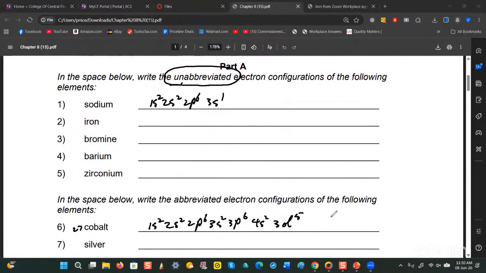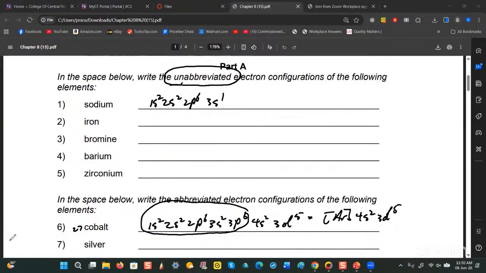So the next thing we have to do is ask ourselves, what is the group 8 element that comes before cobalt? And that would be argon. So therefore, argon would represent this part right here, right? So the abbreviated version will be [Ar], and then 4s2, and then 3d7, and that's it. All right? So based on that, I would expect you to be able to do part A.